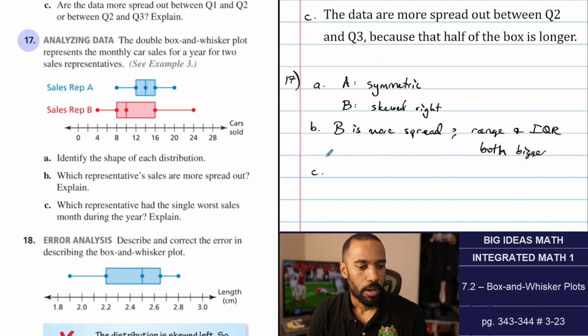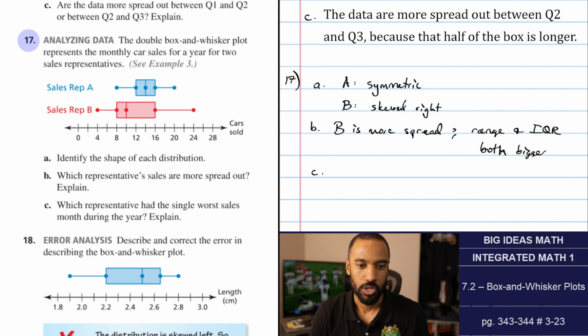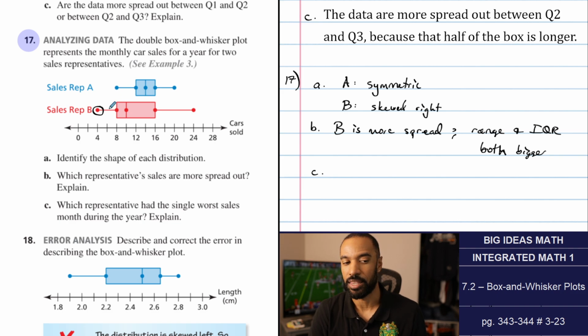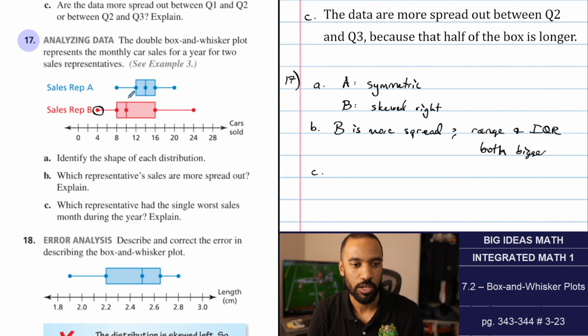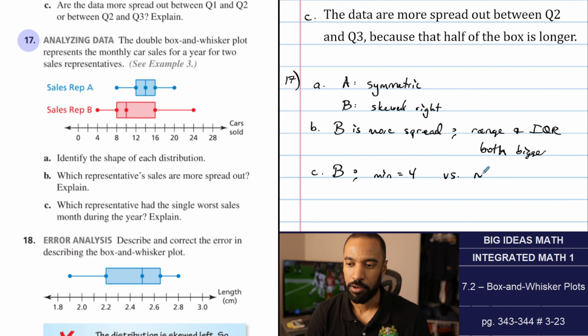Part C, which representative had the single worst sales month during the year? So I assume it's going to be B here. I think they're just talking about just an individual data point, and this one has a lower minimum than this one. That's just around 8. It looks like those are about in line, maybe a little lower. But sales rep A has a min of 8, and sales rep B has a min of 4. So sales rep B, because its min is 4 versus the min for A.